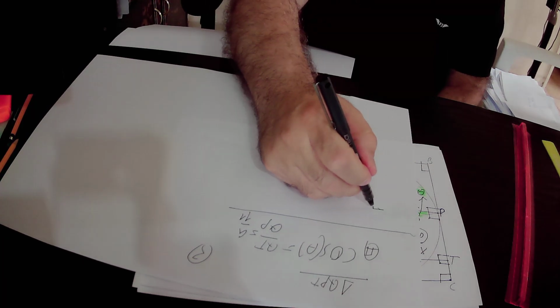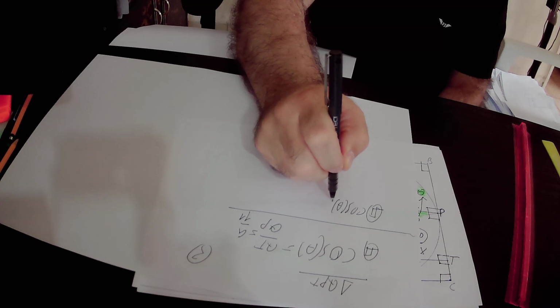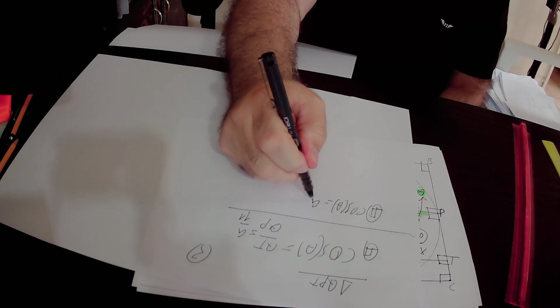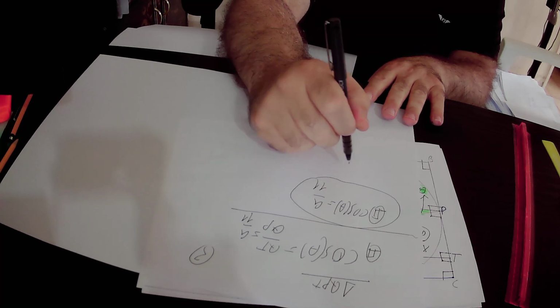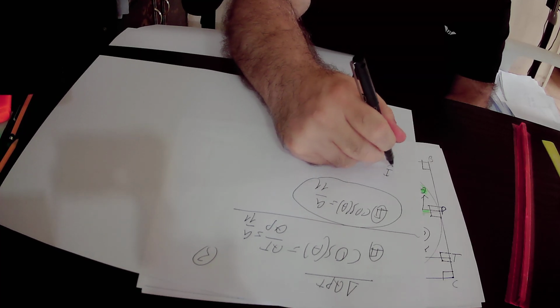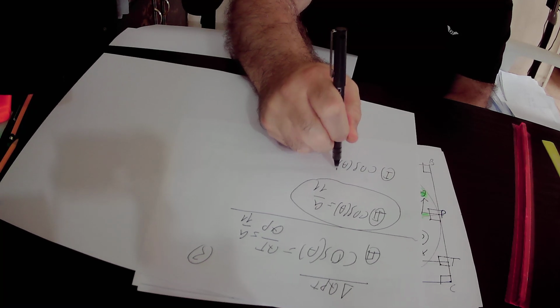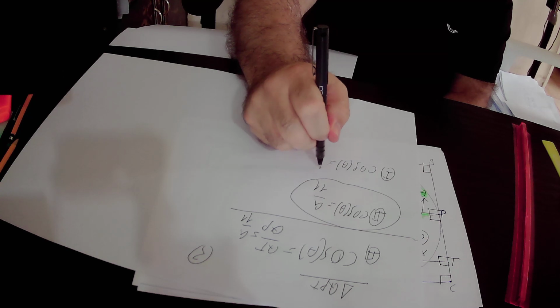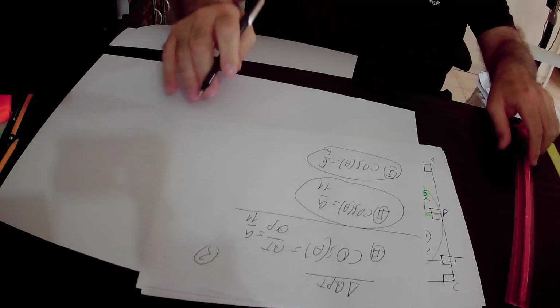cosine theta equals A over 11, while according to equation number 1, we found out that cosine theta is equal to 6 over B. So we have two different expressions for cosine theta.